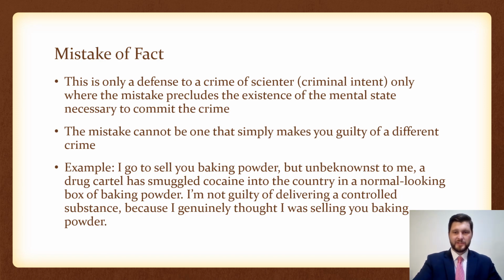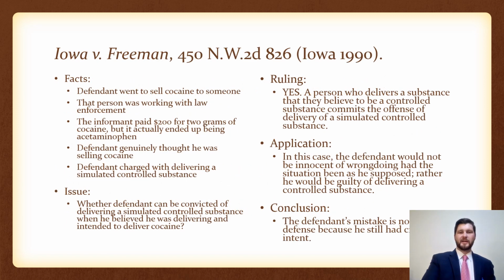So you will see an example in Iowa v. Freeman here. Here, the mistake of fact defense did not work, and we're going to get into why. Here, the defendant went to sell actual cocaine to someone. However, that person was a snitch. That person was a confidential informant. They were working with law enforcement. It was a controlled buy. The informant paid $200 for 2 grams of cocaine, but it actually ended up being acetaminophen. But the defendant thought that he was actually selling cocaine.